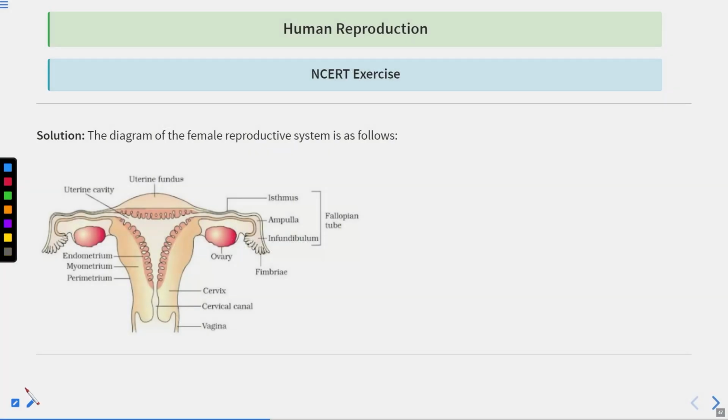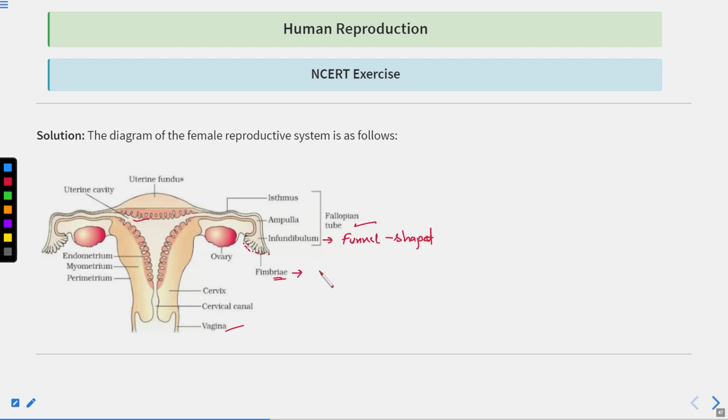Clear? Now here you can see the labeled image of the female reproductive system. These are the accessory ducts: fallopian tube, uterus, as well as the vagina. The fallopian tube has three parts. First is the infundibulum, which is a funnel-shaped structure. It consists of finger-like projections known as the fimbriae. Clear? What is the function of these fimbriae?